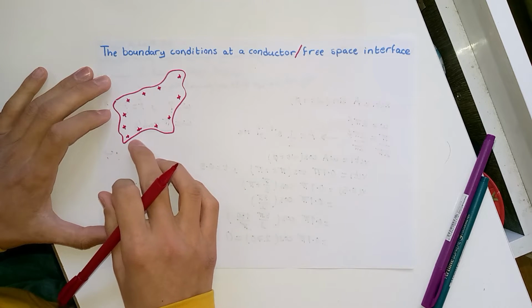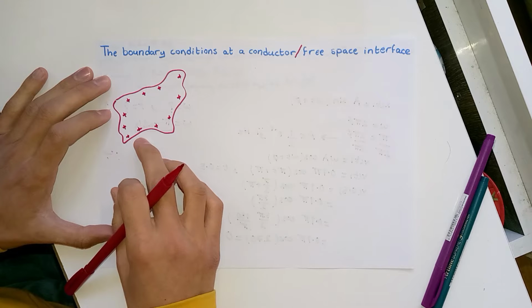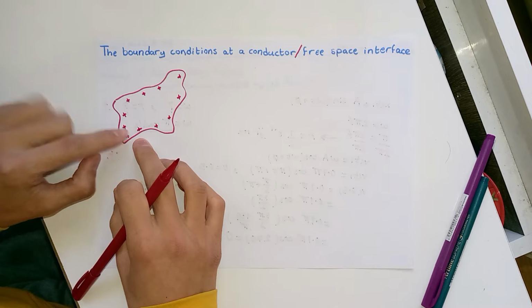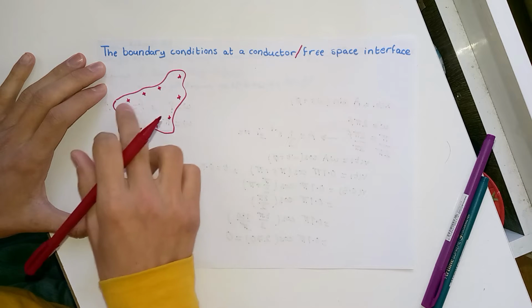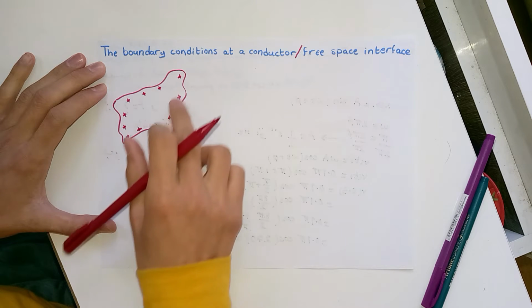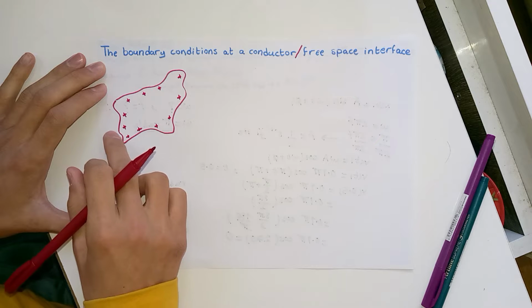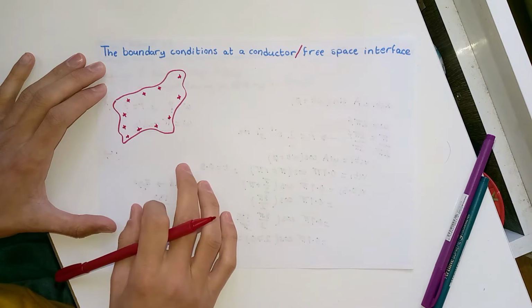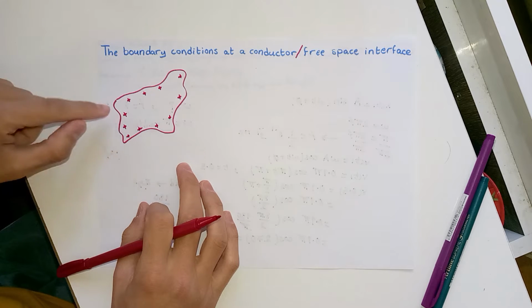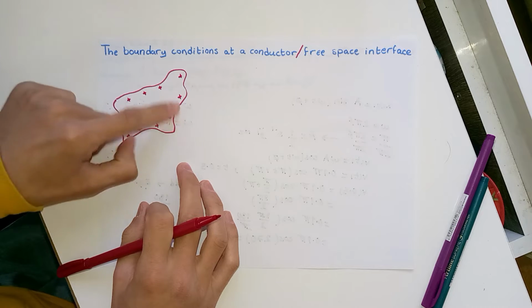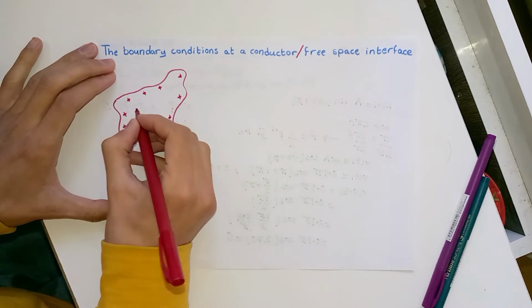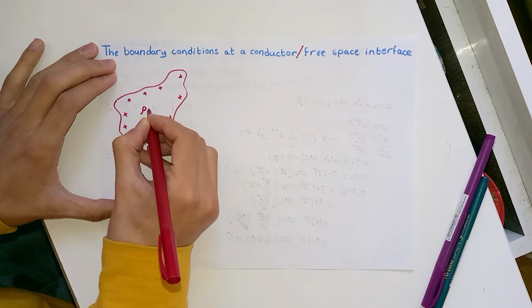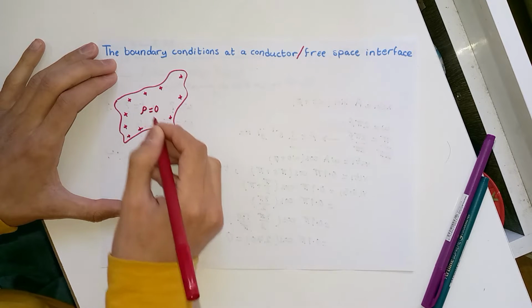We know that conductors, to reach the state of equilibrium, the charges are going to depart the middle, and they will distribute themselves on the surface of the conductor. And due to this, inside the conductor we have no charge density. Inside the conductor the charge density is equal to 0, rho equals 0.